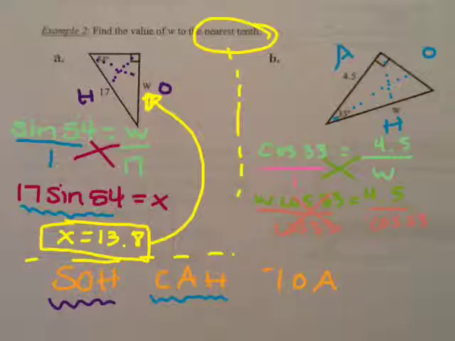That way it cancels. So W equals, again, you're going to enter this just like it's written in your calculator. You're going to do 4.5 divided by, you just say cosine of 33. W equals, again, round to the nearest tenth, 5.4. There we go. That missing side is 5.4.